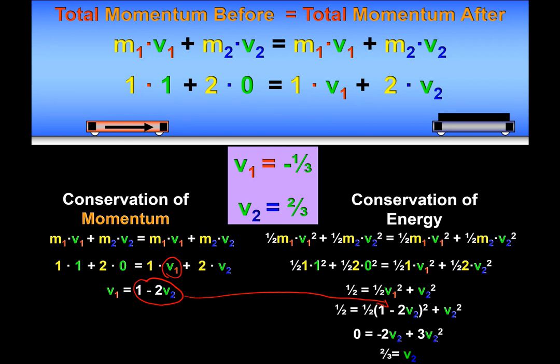So now we can take this 2/3 and plug it over here, and we can solve for our V1. So when you're given two unknowns like that in an elastic collision, you can do this. It doesn't work for an inelastic collision, but you wouldn't have two unknowns for an inelastic collision because you only have one velocity after the collision. But for an elastic collision, you can actually use conservation of energy and conservation of momentum. They work hand in hand.